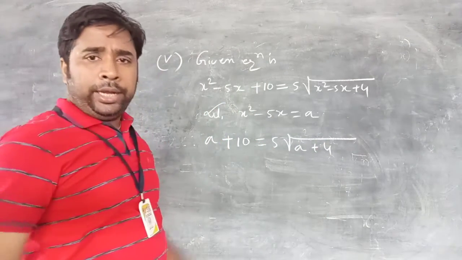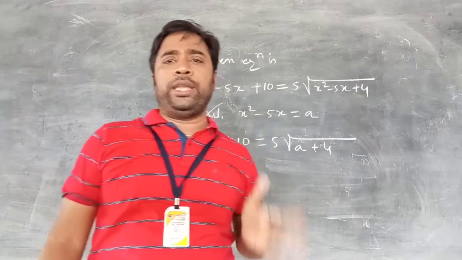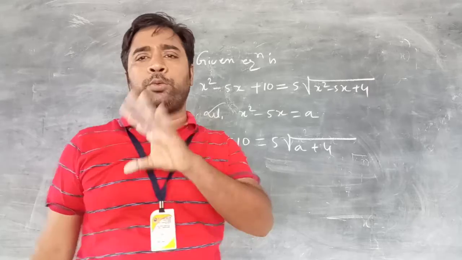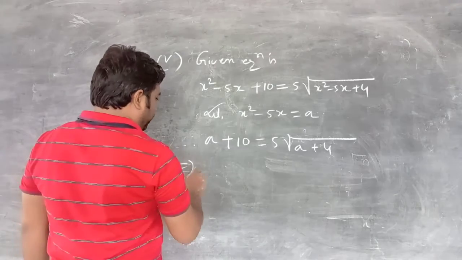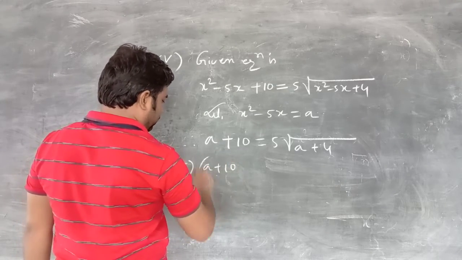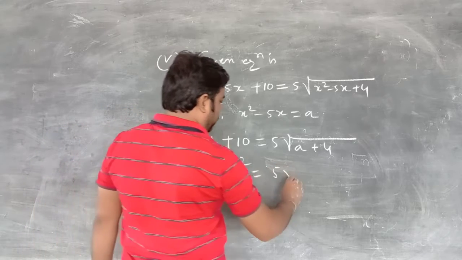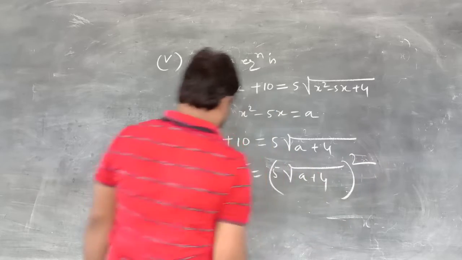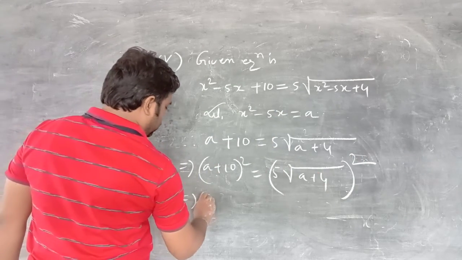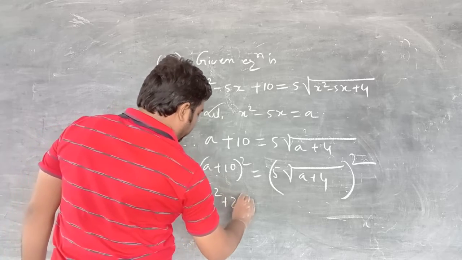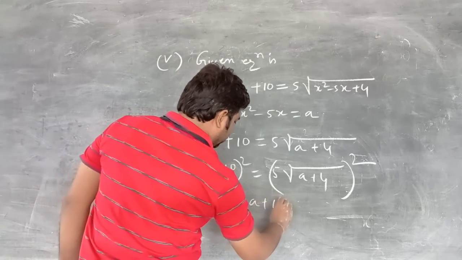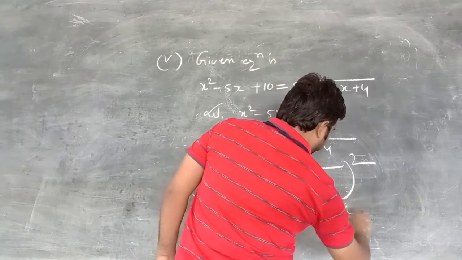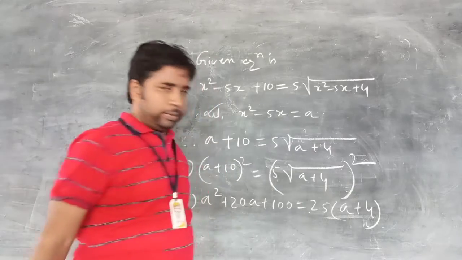Okay, and remember one more thing here. Whenever in a particular equation there is a root over sign, if we want to eliminate the root over sign, we have to square both sides. So this is a plus 10 whole square, and this is 5 root over a plus 4. So this is a square plus 20a plus 100 equal to, this is 25 into a plus 4.